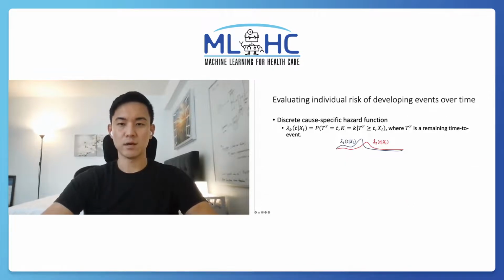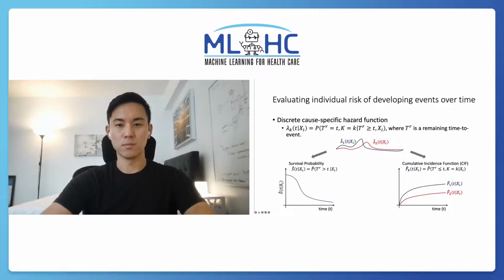Once we estimate cause-specific hazard functions, defined in a discrete time domain, which represent the rate of occurrence of event K at current time bin T, we show in the paper that you can relate the hazard functions to estimate survival probability and cumulative incidence functions to evaluate individual risk of developing each event over time.